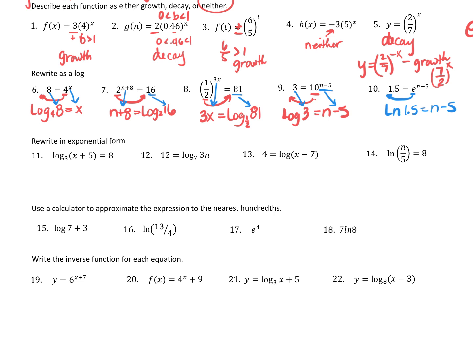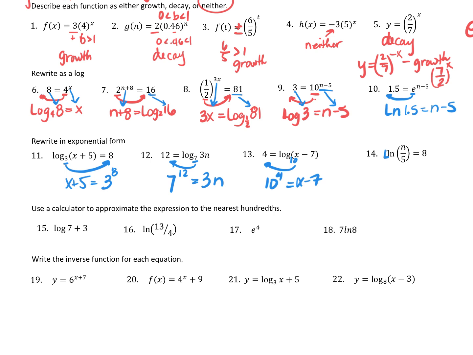Rewrite in exponential form. Now we're going the other way. The base of the log becomes the base of a power. So x plus 5 stays on this side. 3 to the 8th. The base of my log is a 7, so this becomes 7 to the power of 12 equals 3n. No log written, that's log base 10. So it's going to come over there, push that up into the exponent. 10 to the 4th equals x minus 7.